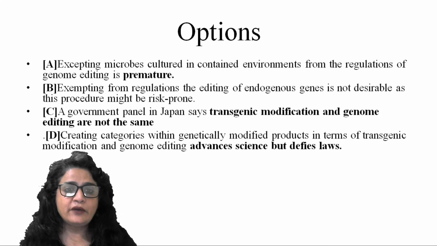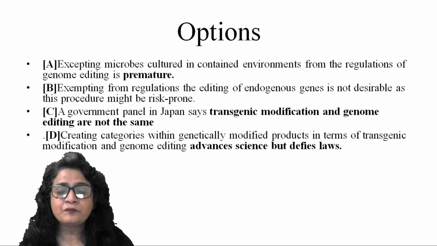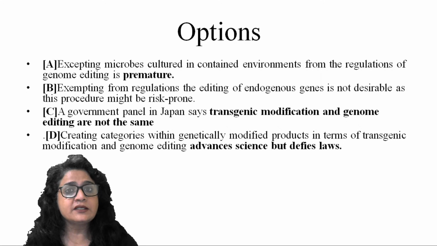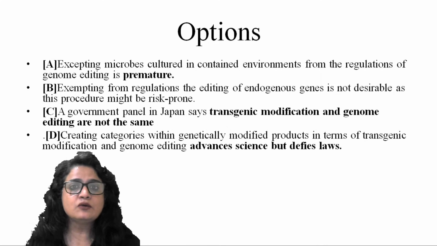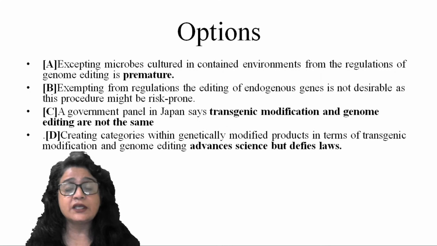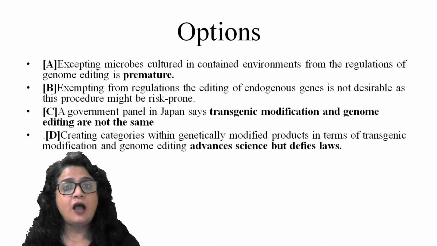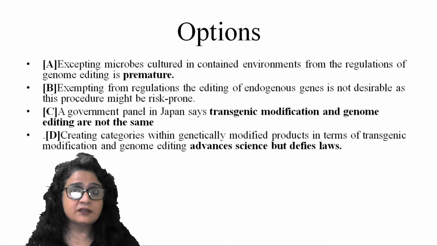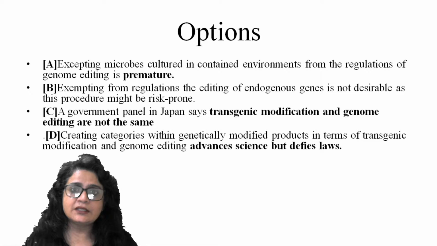Look at D. Creating categories within genetically modified products in terms of transgenic modification and genome editing advances science but defies law. Nowhere does the paragraph state that it is flouting any norm of law. It says it should also be taken into consideration that it might have unforeseen risk. All kinds of gene mutation or modification will have unforeseen risk. It does not say it is violating some principles of law. Again, distortion of the intent of the author. Hence, D is also ruled out.